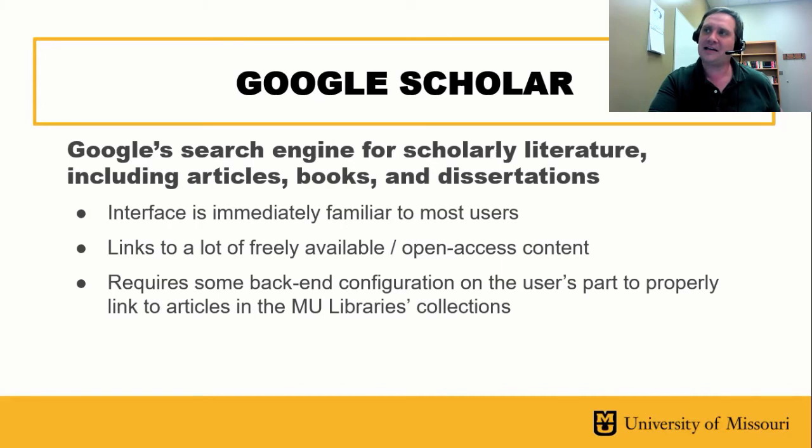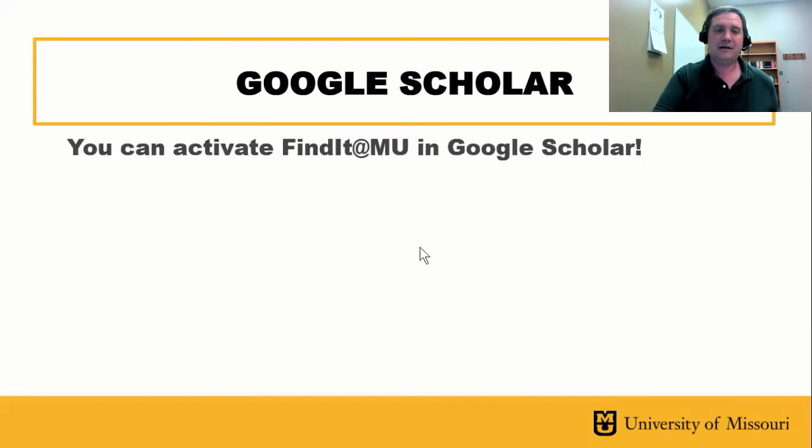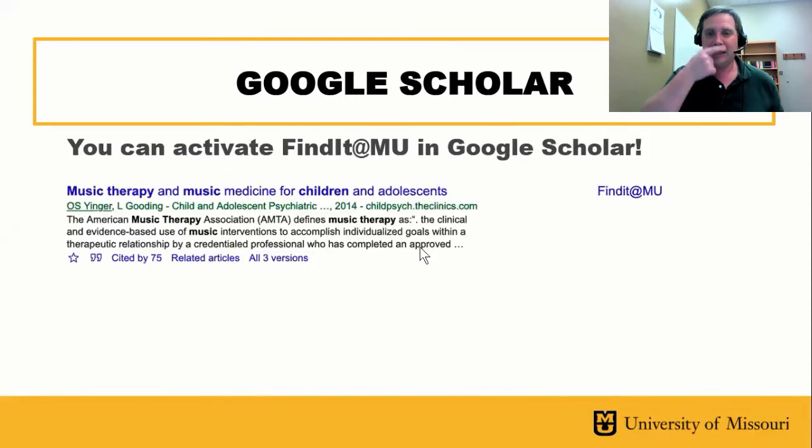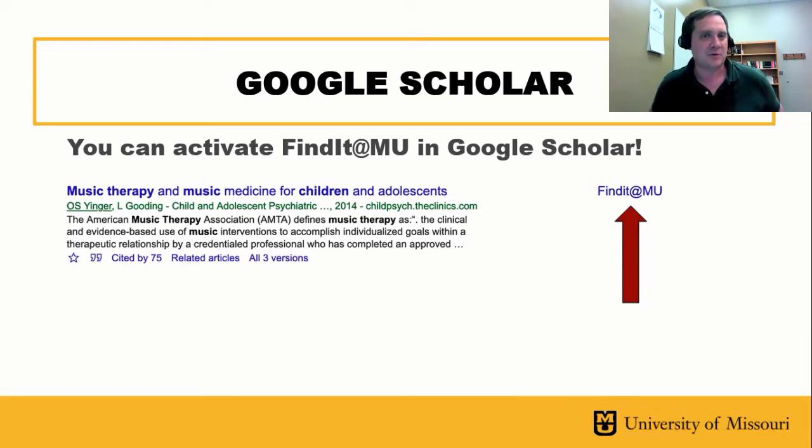And I have instructions for that again in that library guide. I'm going to go ahead and post that link again right here in the chat so that you can get there. If you go into that guide and find the link in the quick links, those are the instructions for configuring Google Scholar to work with Find It at MU. Basically, if you go through and do that, then if we have access to the article through our own collections, what you should see is a link off to the right-hand side in your search results that says Find It at MU.